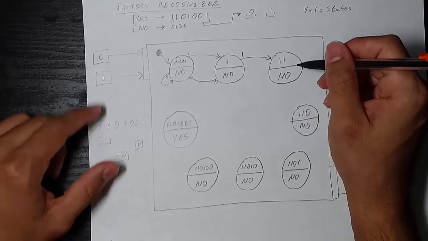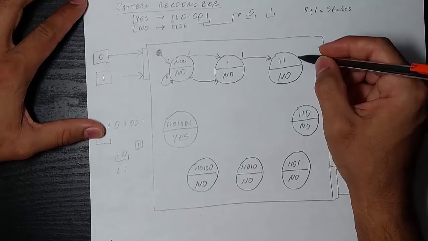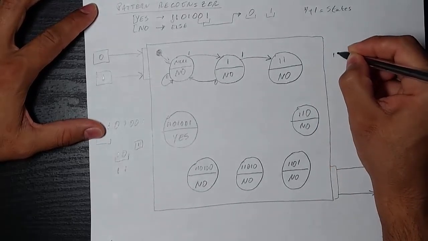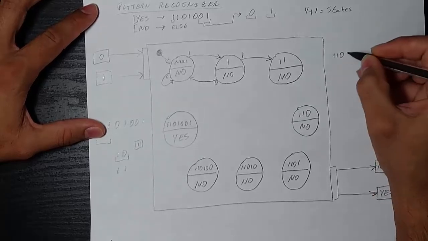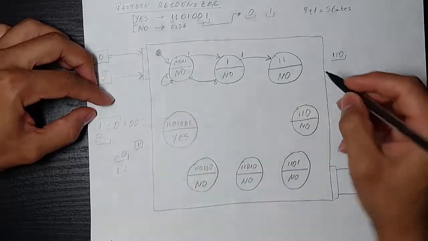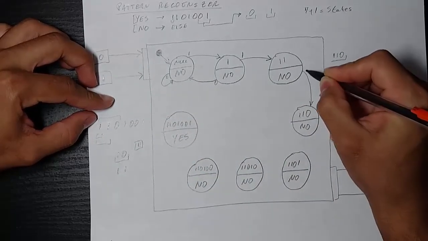So now I'm here. What if I press 0 now? Where do I go? Well, if I press 0 now, I will have 1, 1, 0. Do I need this on my pattern? Yes, I do. So since I need it, I'm going to jump here when I get a 0.